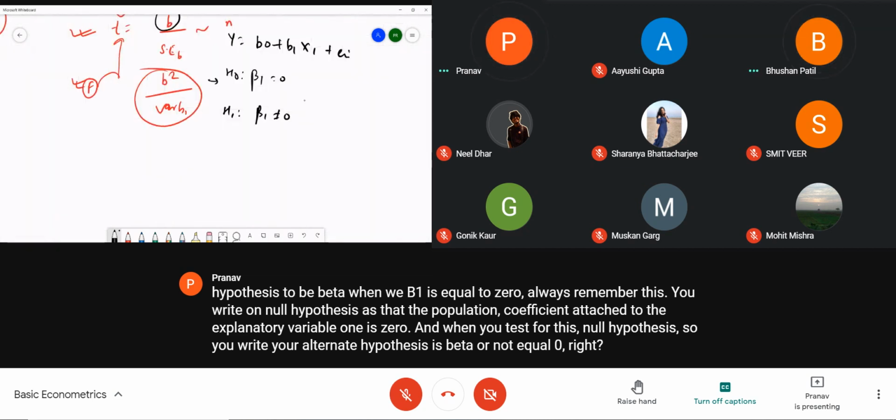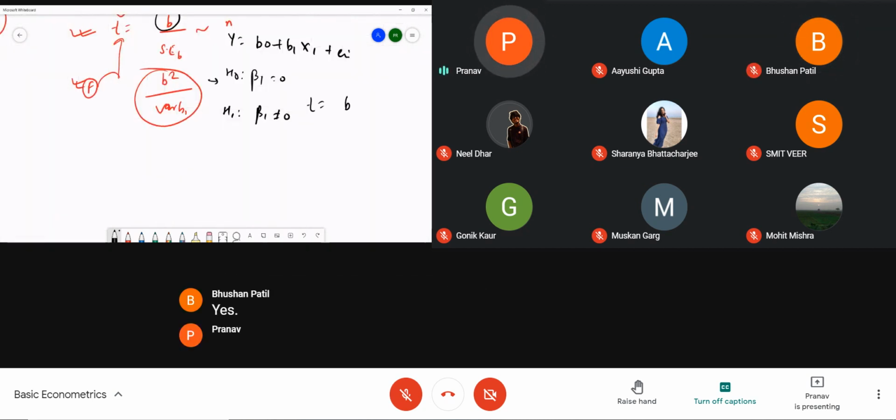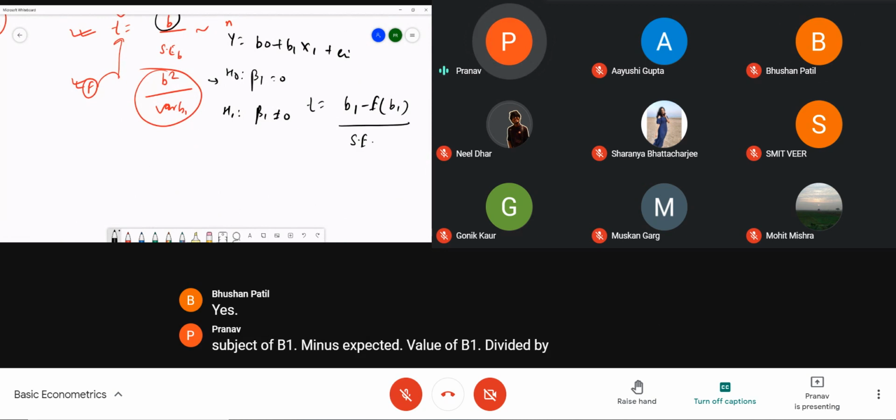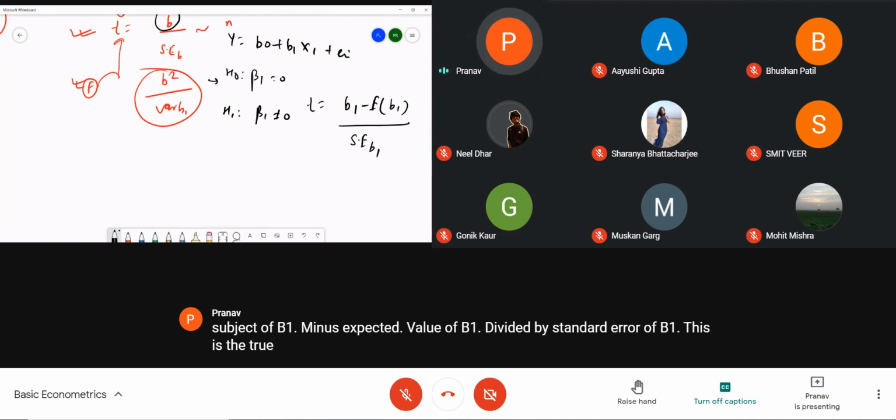ठीक है? तो अब टी टेस्ट कैसे लिखते हो डियर? टी टेस्ट आप लिखते हो B1 माइनस एक्सपेक्टेड वैल्यू ऑफ B1 divided by standard error of B1. This is the test statistic. Am I clear? Okay, sir.